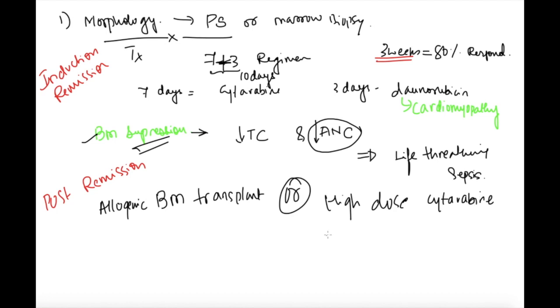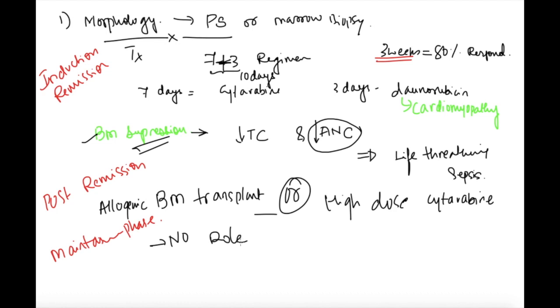Okay, then there's something called the maintenance phase. Normally the treatment has three phases. First, your induction remission: you start the treatment and attain remission. Then you have the post remission phase, and then you have the maintenance. But in AML there is no role of maintenance phase. So just stop here.